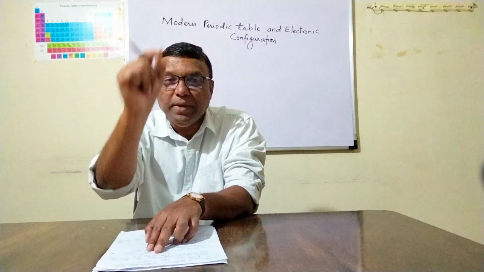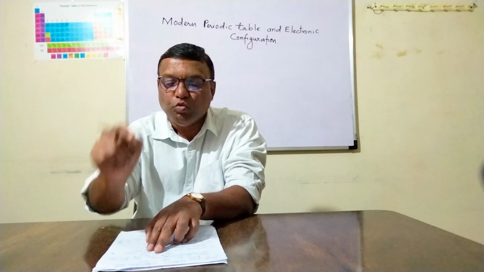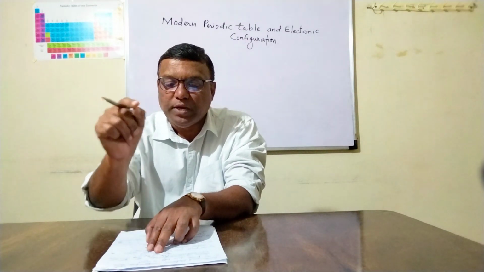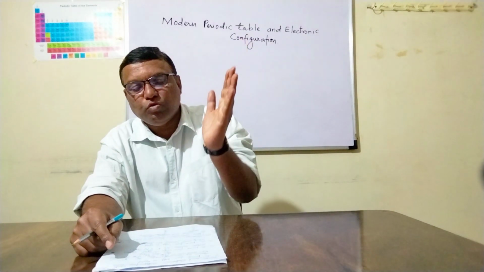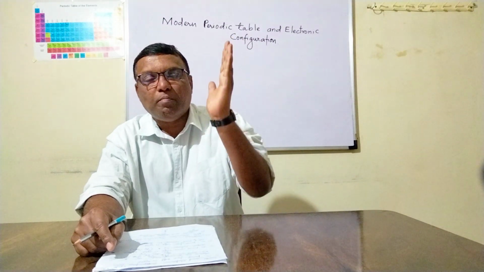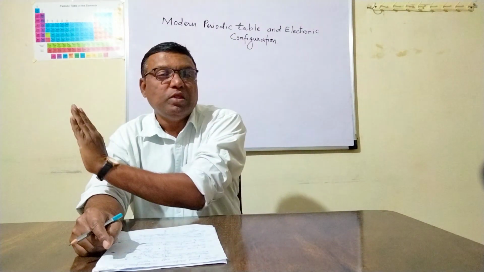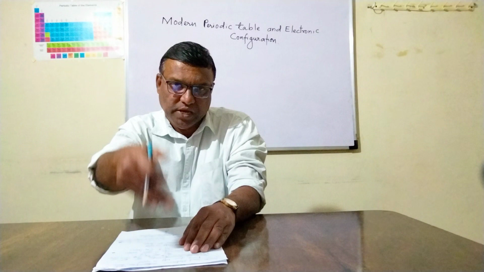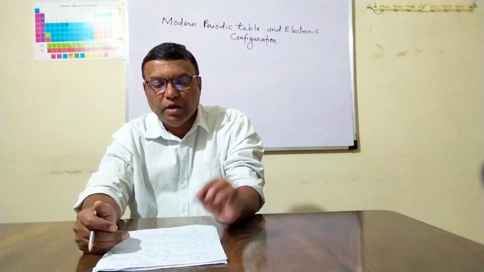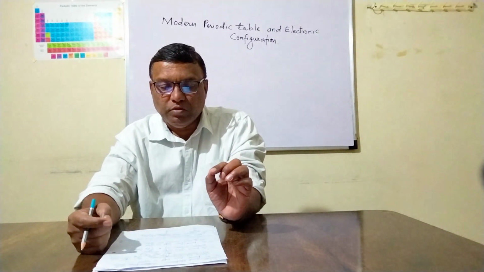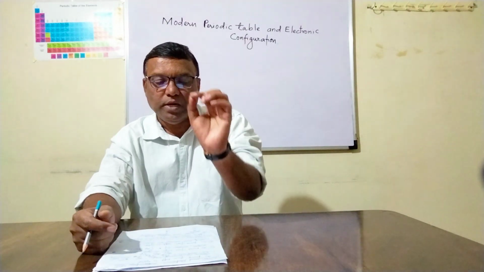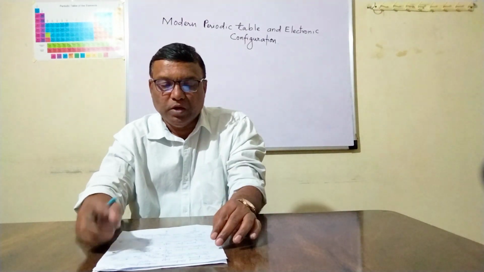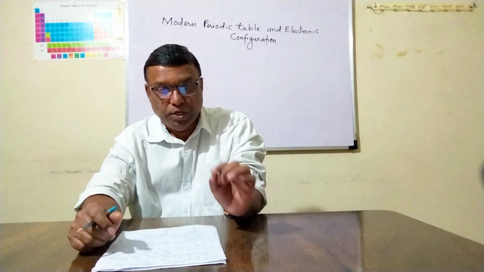Lithium 2, 1. Beryllium 2, 2. Boron 2, 3. Carbon 2, 4. Nitrogen 2, 5. So as we travel from left to right in the period, here we have taken period number second, we observe that the number of electrons increases by 1. So this is the second important observation.